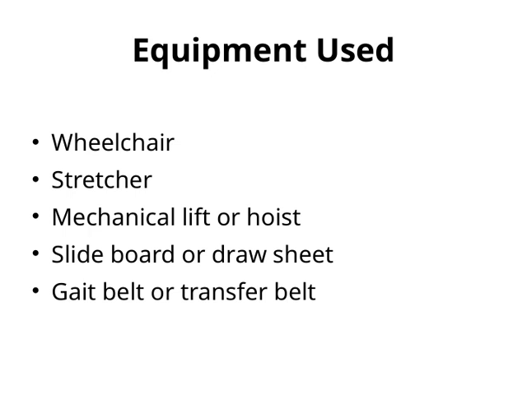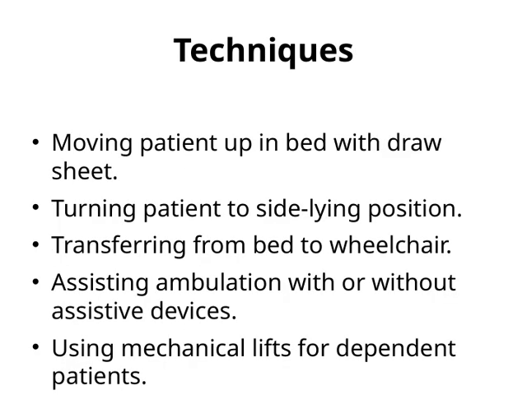The gait belt or transfer belt is another vital piece. It provides a secure grip and helps us support the patient's stability during transfers. All of these tools are interconnected and vital to our overall goal of providing safe, dignified, and efficient transfers. By understanding and properly using this equipment, we can improve patient safety and comfort while reducing the risk of injury for everyone involved. Let's talk about some key techniques for safe patient handling and mobility.